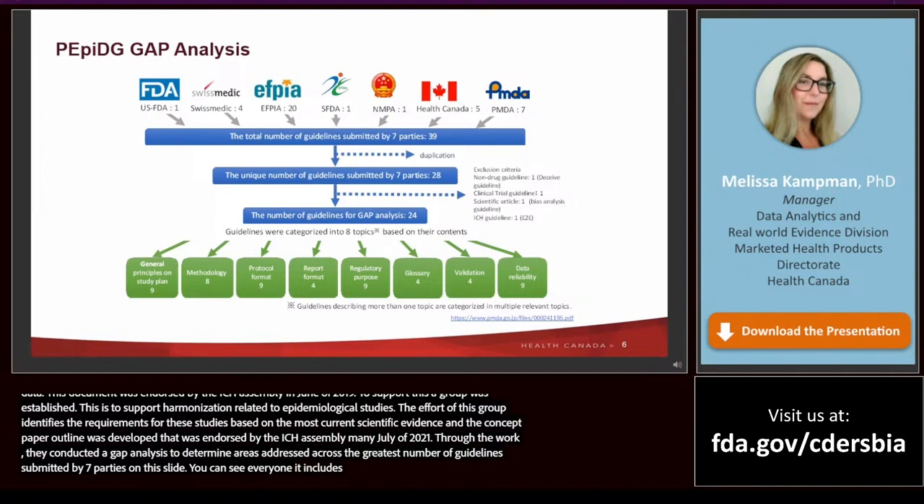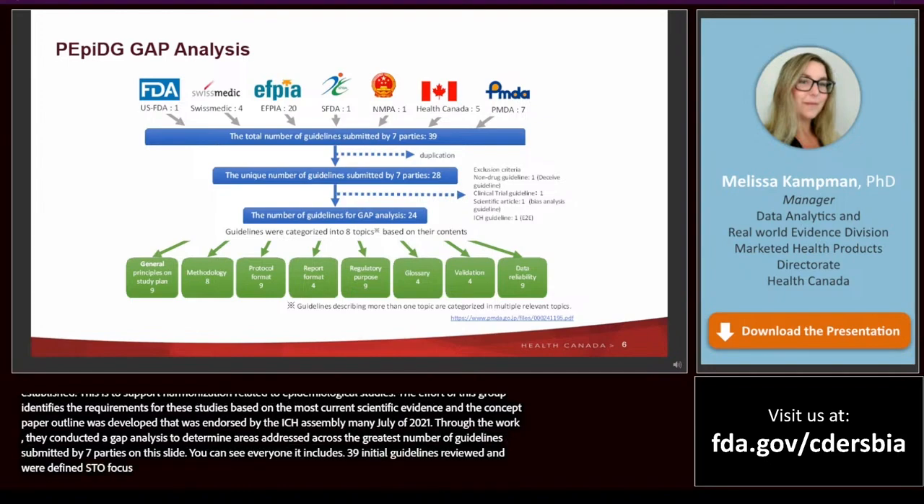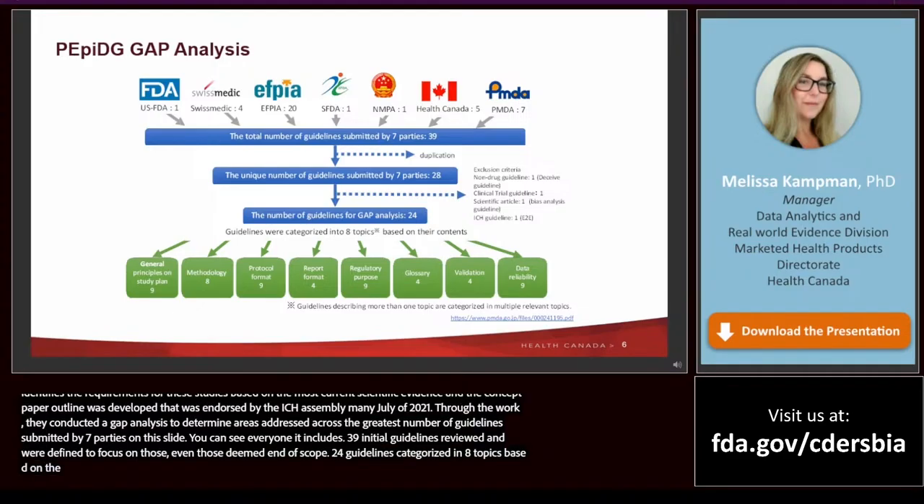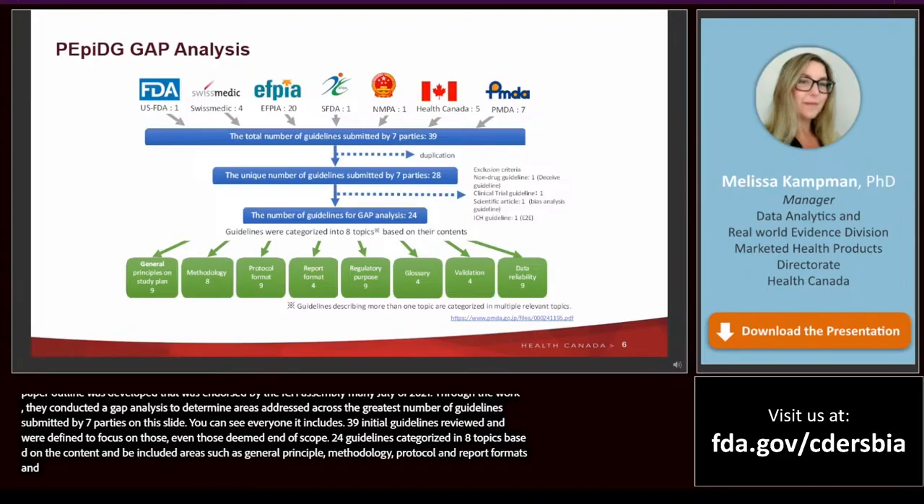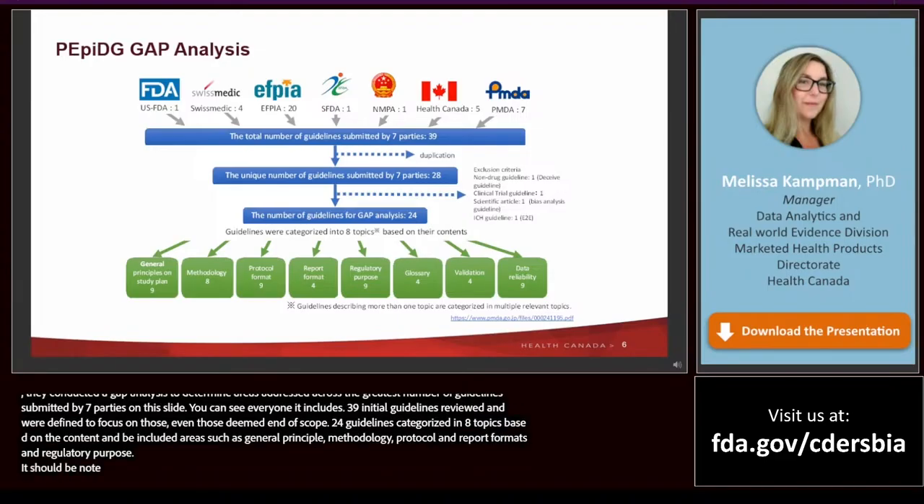39 initial guidelines were reviewed and refined to focus on unique guidelines while excluding those that were deemed out of scope. 24 guidelines were then categorized into 8 topics based on their contents and included areas such as general principles, methodology, protocol and report formats, and regulatory purpose. It should be noted that some of the output of this group has been relied on by ICH M14 to identify the major topical areas suitable to harmonization.